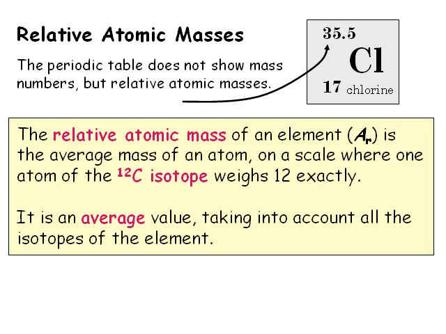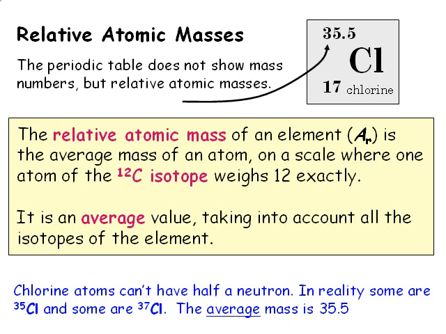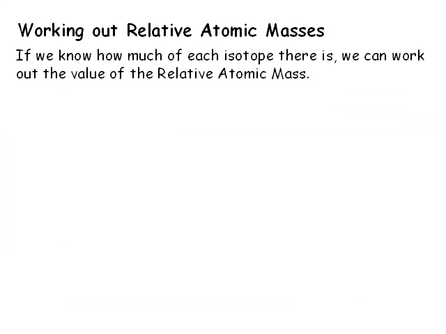We need to define a scale so that we can compare these average masses, so it has been agreed that the relative atomic mass of atoms of the carbon-12 isotope will be exactly 12, and we compare all other relative atomic masses to this. You may notice that some relative atomic masses shown in the periodic table are not whole numbers. This doesn't mean that an atom can have a fraction of a neutron. Remember, these are averages. If we know how much of each isotope we have, then we should be able to calculate the relative atomic mass for any element.